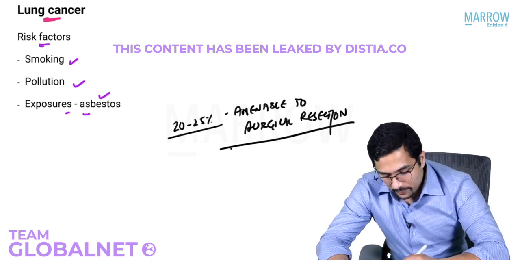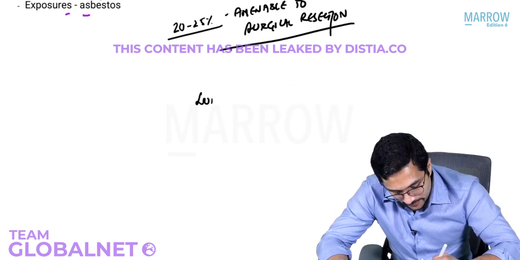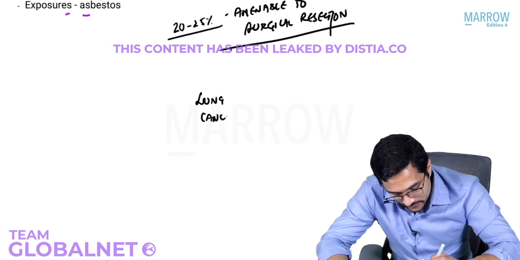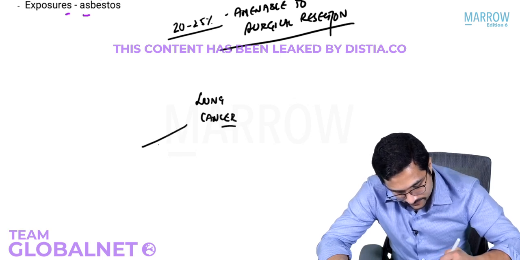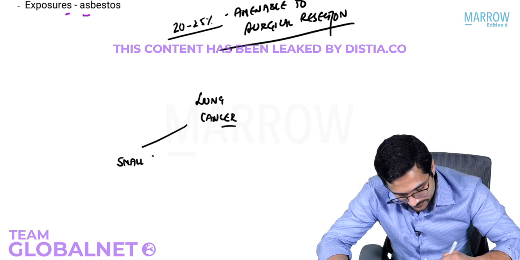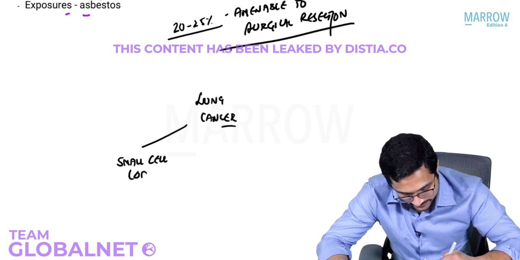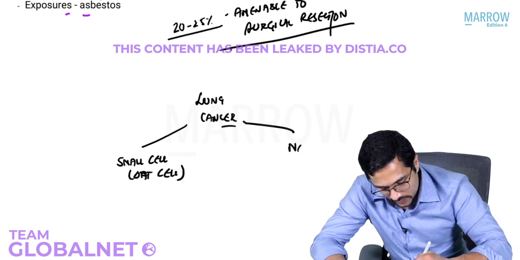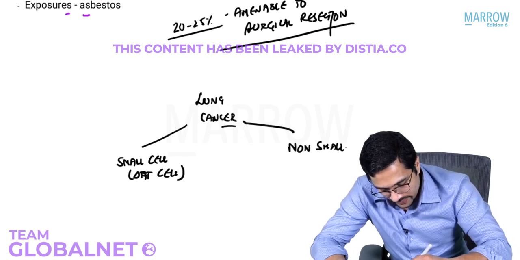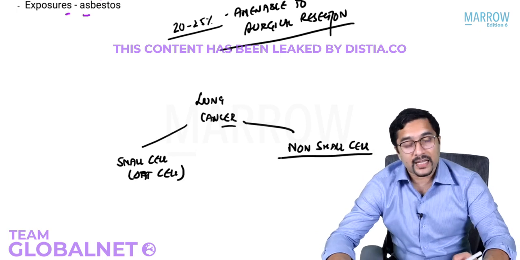Now, lung cancer can predominantly be divided into two main types. It can be divided into small cell or oat cell. Oat cell was the previous name for small cell. And it can be non-small cell lung cancers.